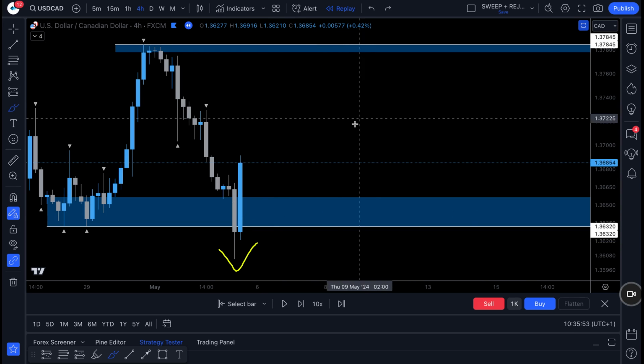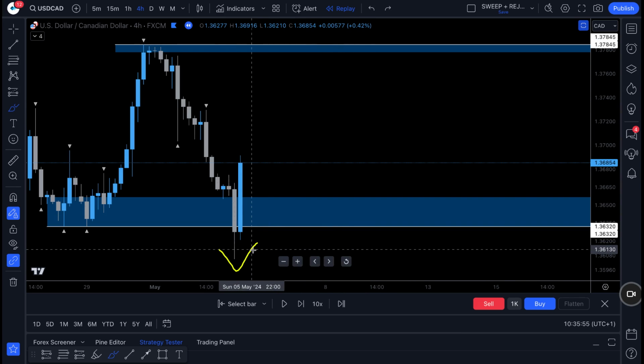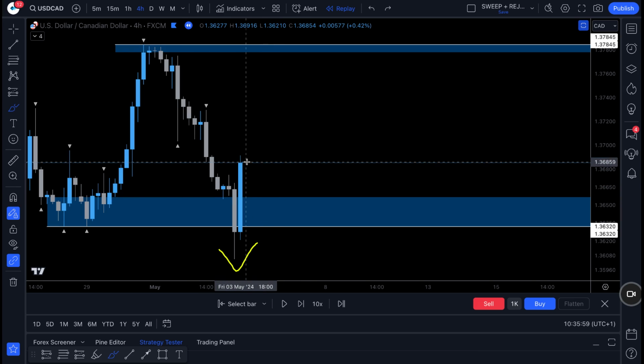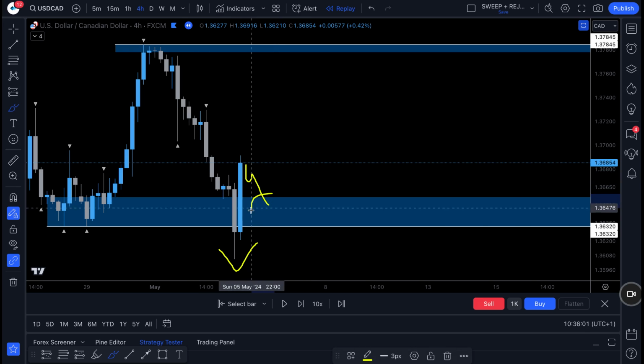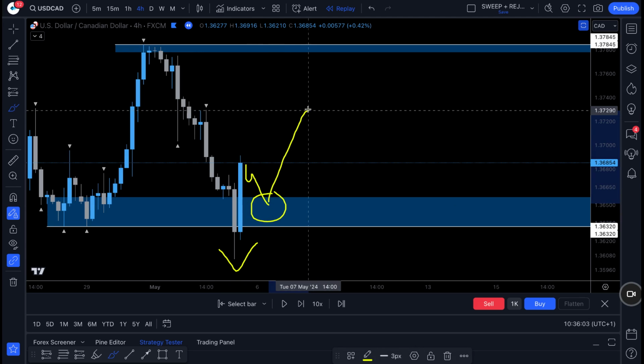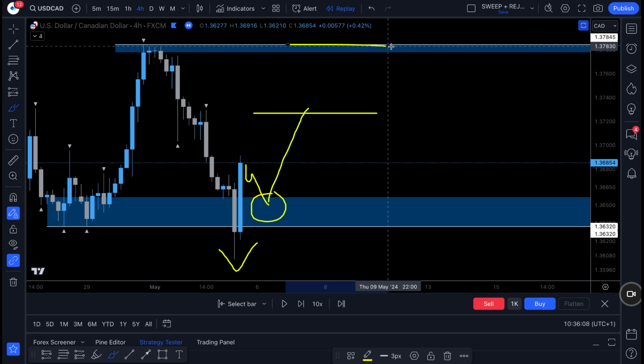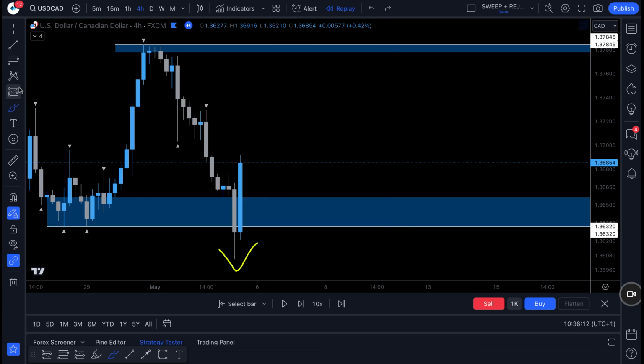Okay, so we can classify this as a deviation once we see the close back above. Once we see that, we're going to look for a retest off this area and then we can look for a long trade. You can look to target around the mid-range as a first target, and then ultimate targets are going to be back up to range highs. Okay, so that's the strategy.